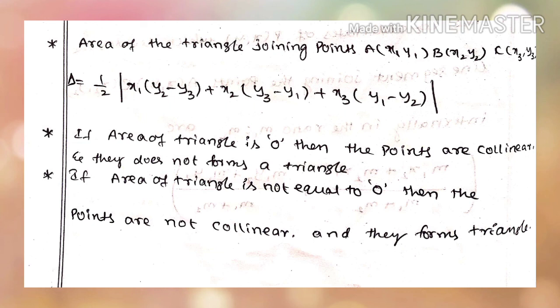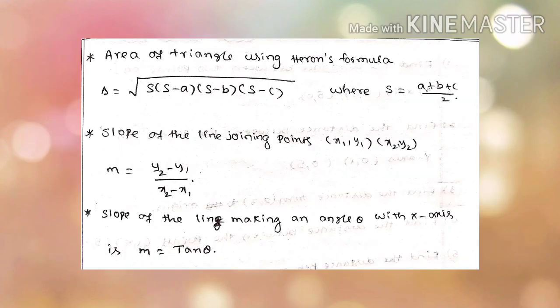Similarly, if the area of a triangle is not equal to 0, we are confirming they are not collinear, so we can say that the given vertices form a triangle. So collinear and area of triangle are opposite. If it is collinear, it does not form a triangle. If it is not collinear, it forms a triangle. Right? Let's go for the next slide.